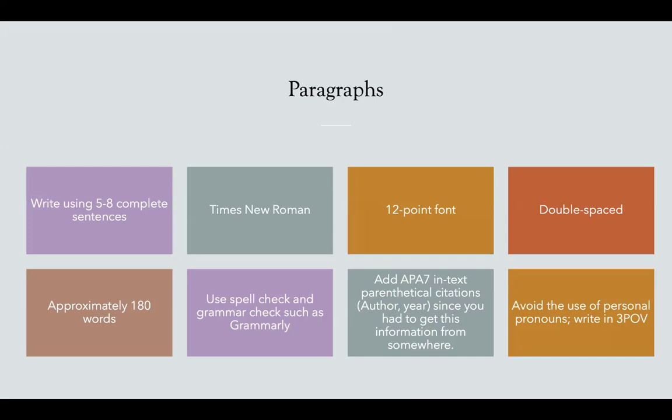You will need to add APA in-text parenthetical citations because in order to do this assignment, you need to get the information from somewhere. And I'll go over the different types of references that you can use. You also have to avoid the use of personal pronouns. So I don't want to see pronouns such as I, we, us. We are writing this in third person point of view.